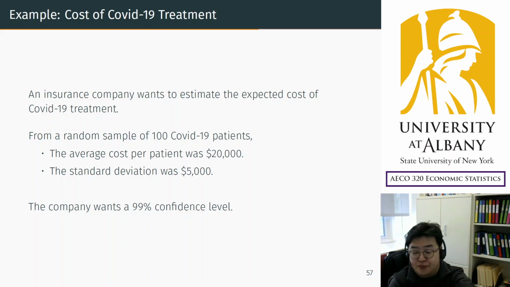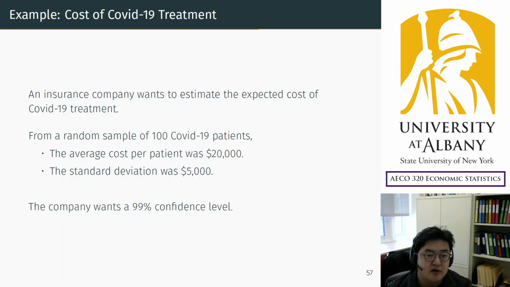Okay, so we learned how to calculate the margin of error and the confidence interval, right? So we are going to apply the result to some examples. The first example I'm going to think about is, of course, fake numbers, fake data, but we will think about insurance companies' estimation of the expected cost of COVID-19 treatment. Again, the numbers are fake. I just made up the numbers for simplicity.